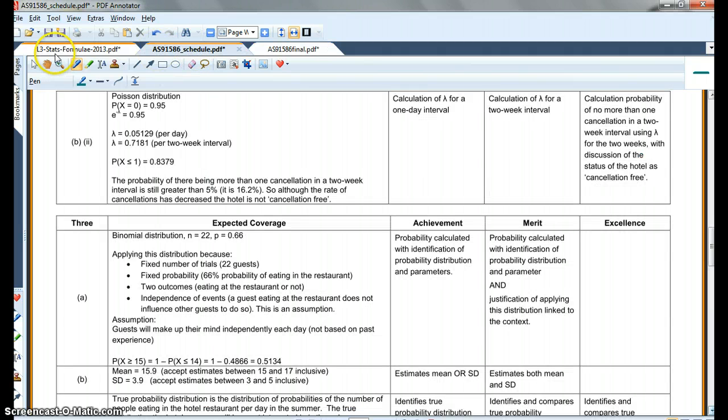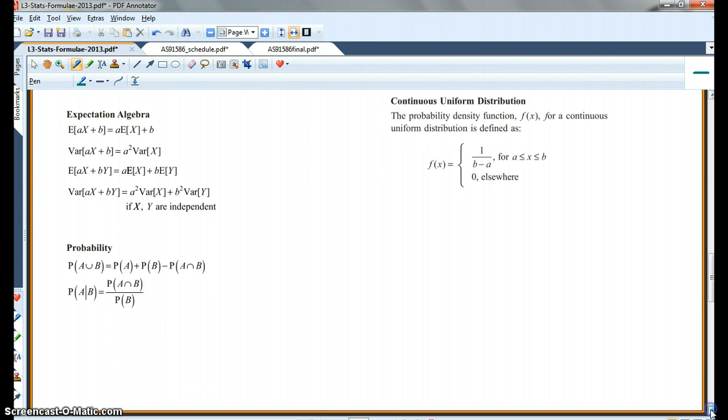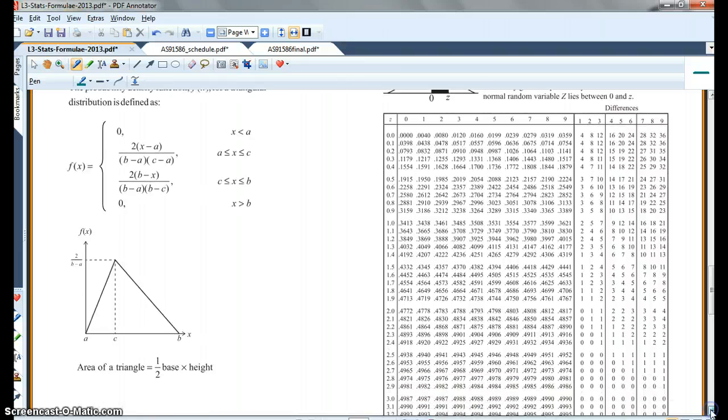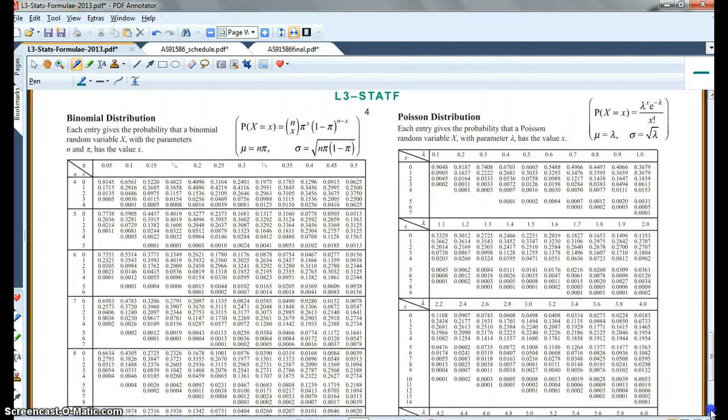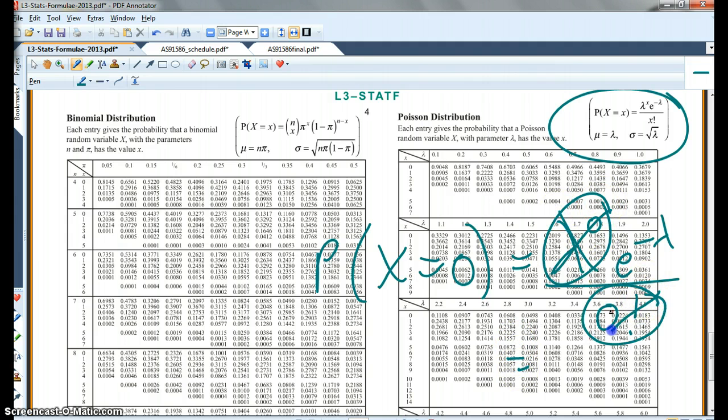We're going to go to the formula sheet, and we are actually going to go to the Poisson. So we're looking at the Poisson distribution, this one here. The probability of x equal to 0 equals lambda to the power of 0, e to the negative lambda, and then underneath we've got x factorial. Lambda to the power of 0 is 1, 0 factorial is 1, so we get e to the negative lambda.